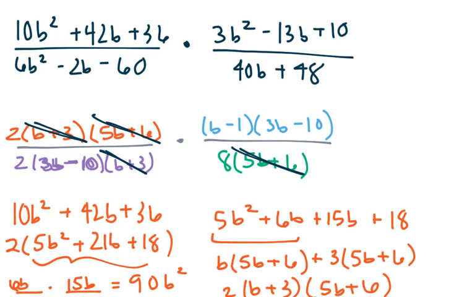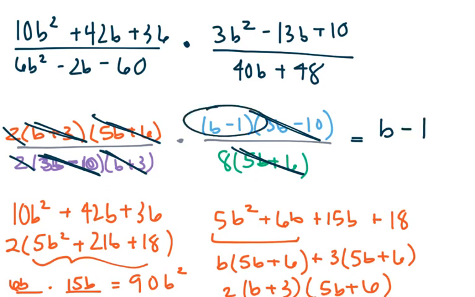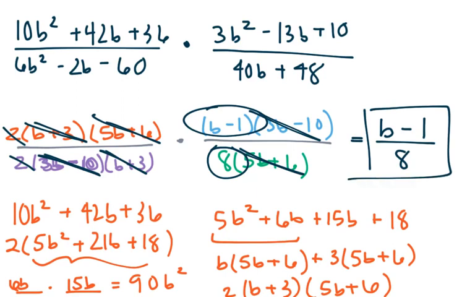We've got a 3b minus 10 and 3b minus 10. And we've got a 2 and a 2, right? All those things, 2 divided by 2 equals 1, 5b plus 6 divided by 5b plus 6 equals 1. So we are left with b minus 1 in the top and 8 in the bottom. So this is our final answer.